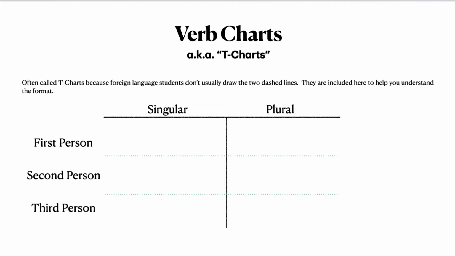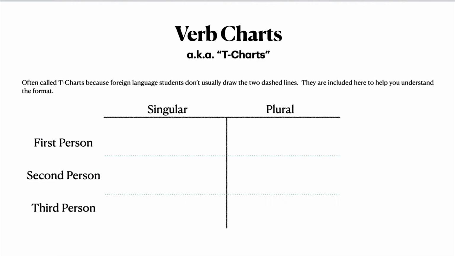Okay, so this is a big one in foreign language class, verb charts. Foreign language teachers and students all use T-charts, because usually you're going to see it as a grid of 2 columns and 3 rows, but normally people just draw the big T that you see. So the 2 columns are singular and plural.